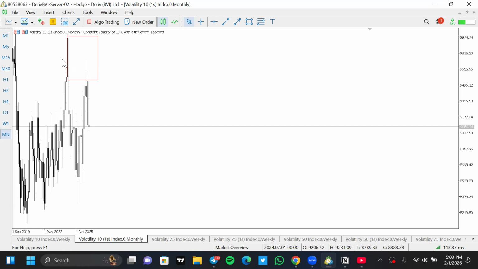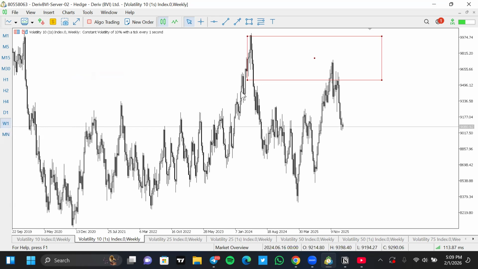So if we're checking this monthly now, you can see that the price is reacting to an order block on the monthly time frame. Now let's go to the weekly time frame. On the weekly time frame, what can we see? We can still see the same thing, but let's check this out, guys. On this time frame, I was able to spot something here. There's a small fair value gap here, which the market is reacting to.